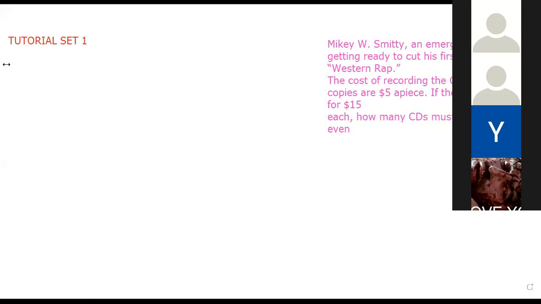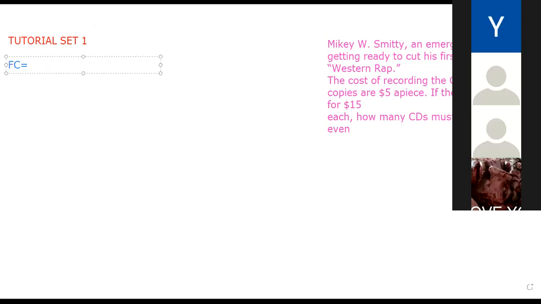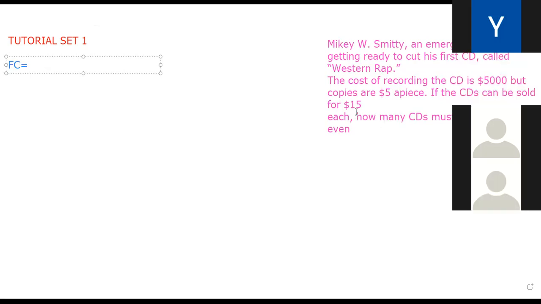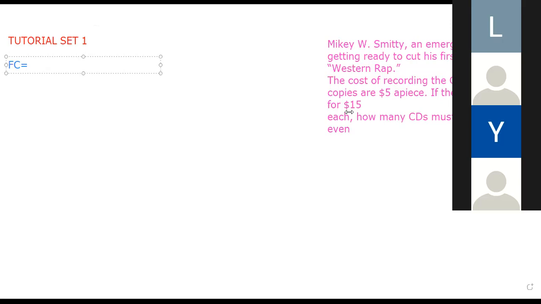So break even, you have to put down the items that you know or you need. So we need FC. Who can give me what FC is in this question? The fixed cost in this question. Who can give me the fixed cost in this question? Yes. Maybe 5,000. Please raise your hand and talk. Don't just talk. Let me give the opportunity to AECBR. Say at least $5,000. So this one is $5,000.